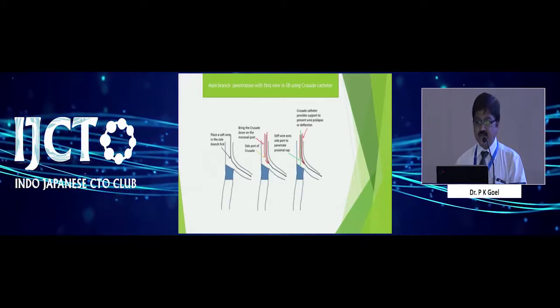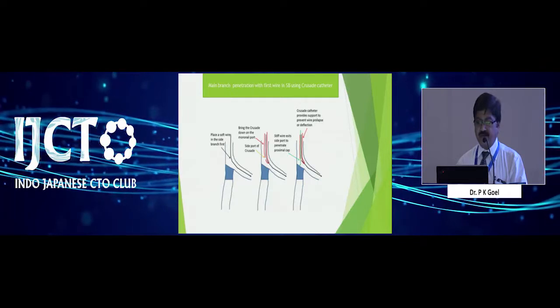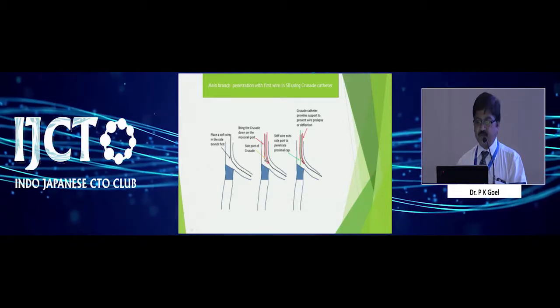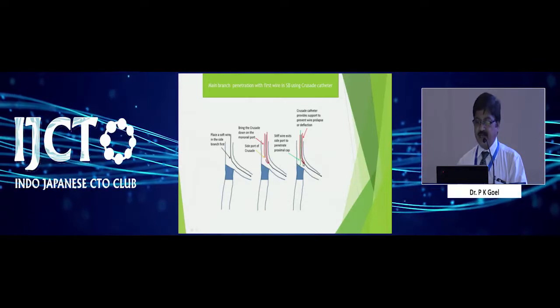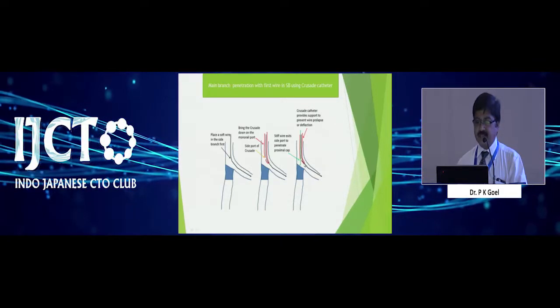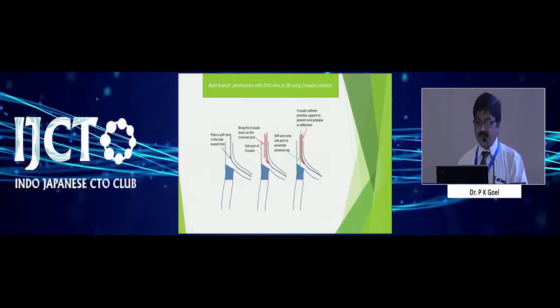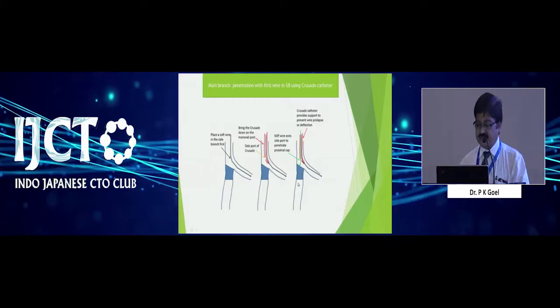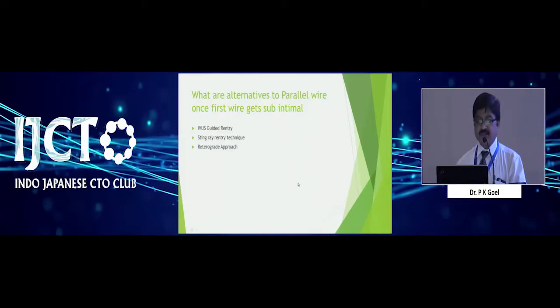So this is a cartoon of how, if the wire is in the side branch and you want to enter the CTO of the main branch, you have the double lumen catheter there, and the tip is here, and then the over-the-wire part with a proximal hole will have the second stiffer wire which will get directed. And so you have two wires, and it's a parallel wire.